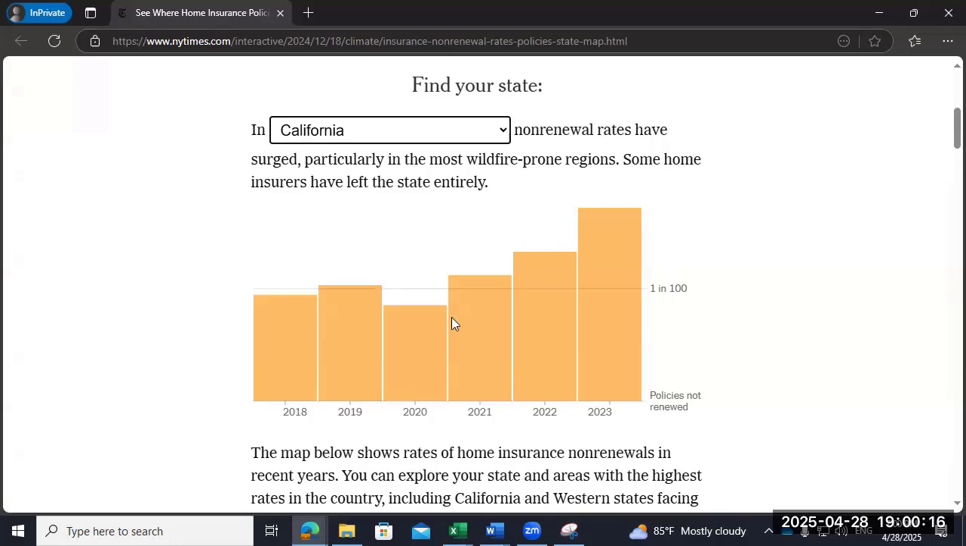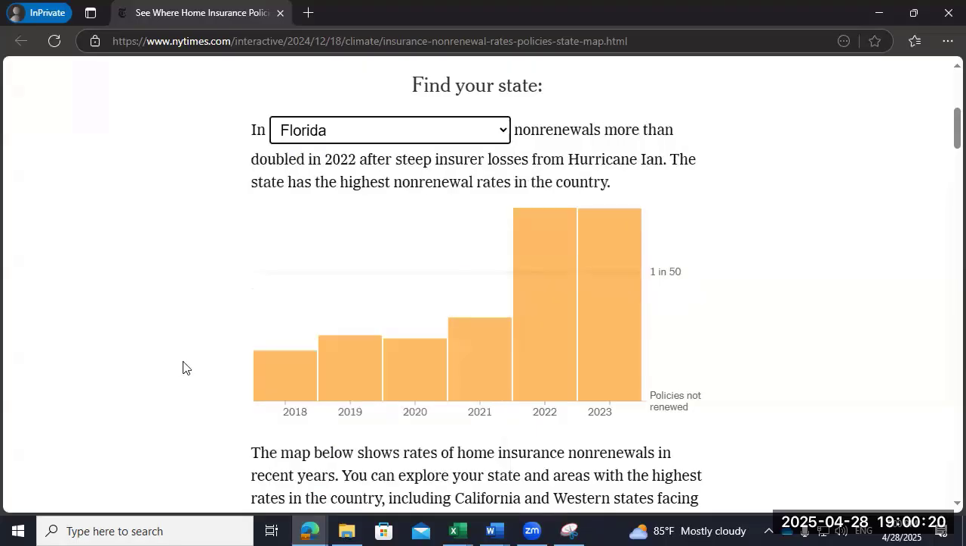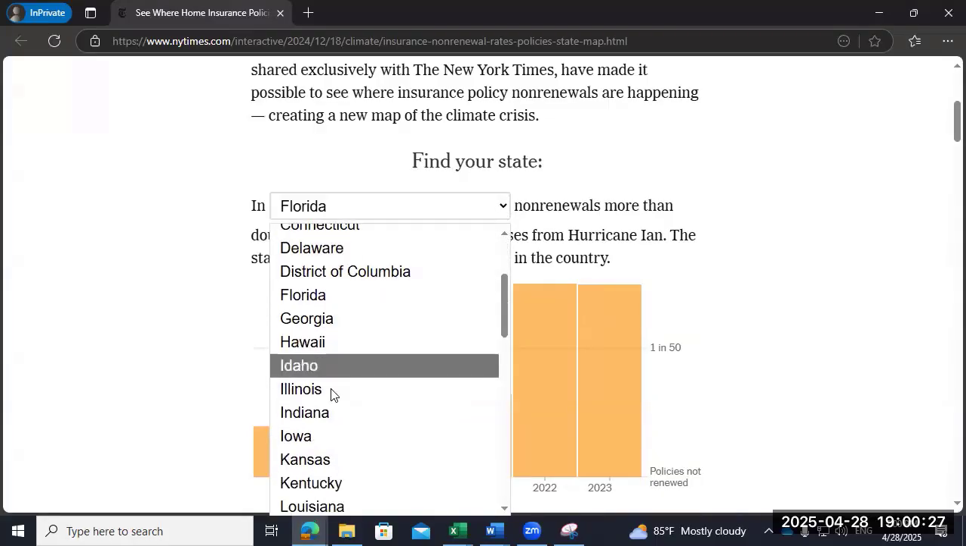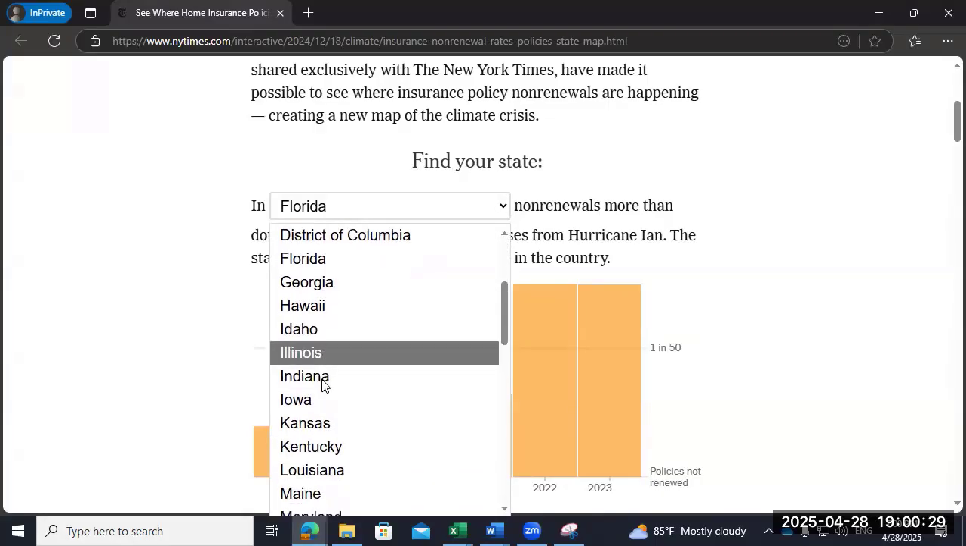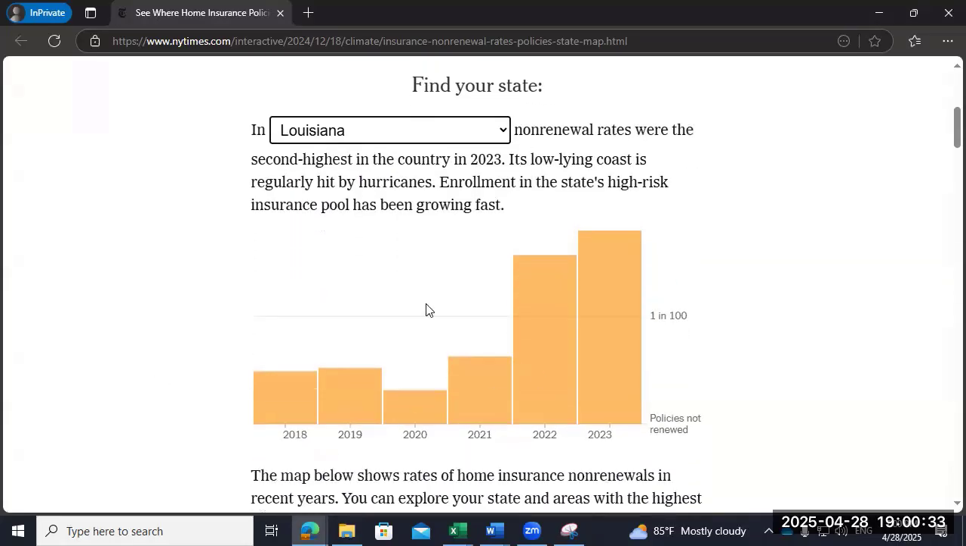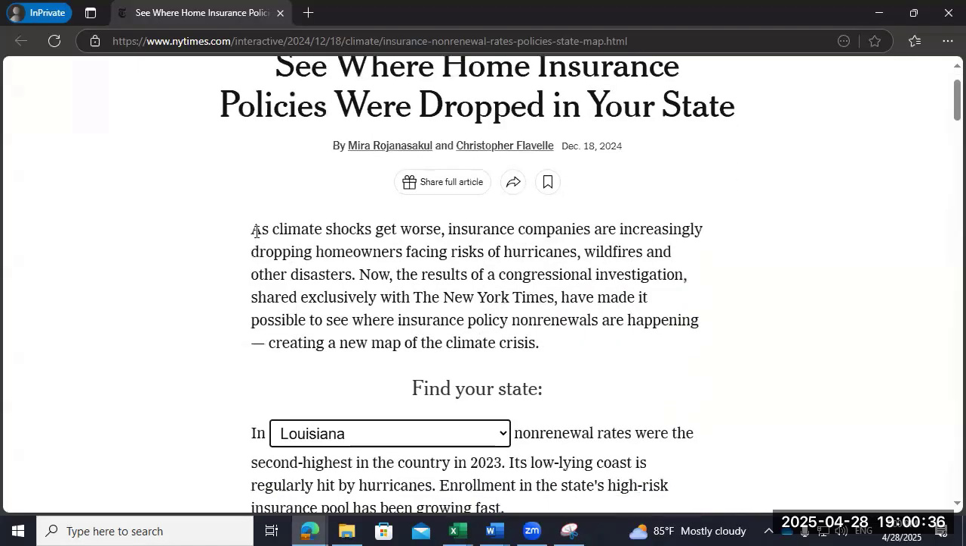It shows you it's really going up. Florida is another one, even more so, 1 in 50. Look at that, this huge increase. You would think states along the coast would be high, and sure enough, Louisiana. So it's a pretty cool article.